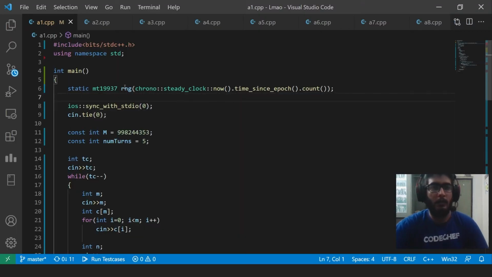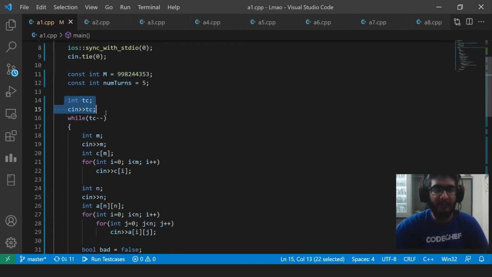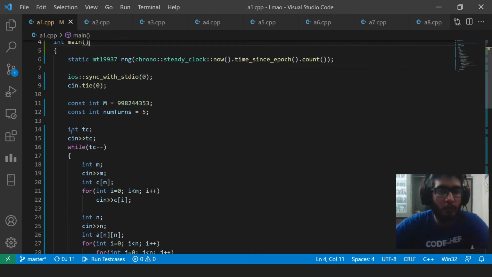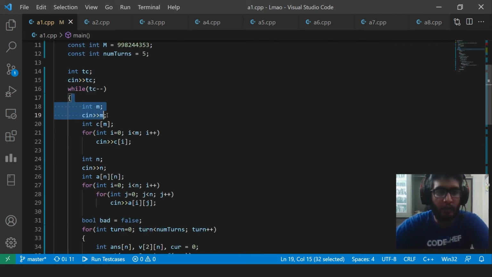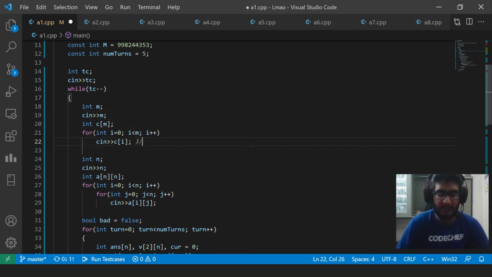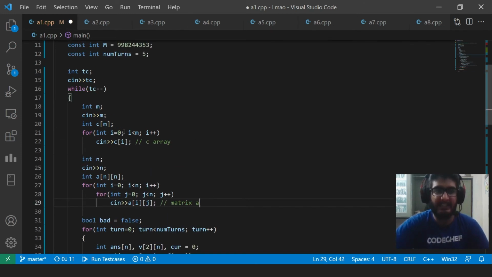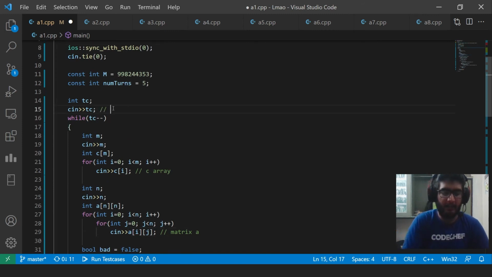right? So in this code, we are first going to take the number of test cases. I have declared 998244353 here. In the number of test cases, we are going to take the input n, m, and c in m. These are the inputs of the first C array, and then we are going to take the matrix A here, right? We are taking all of the aij values for the matrix A, right?